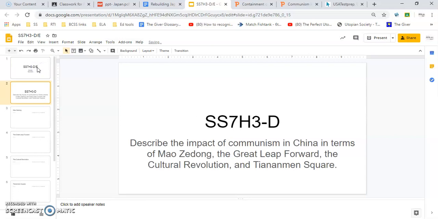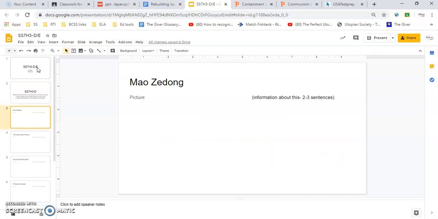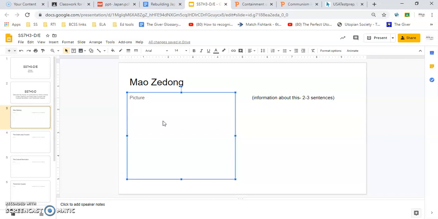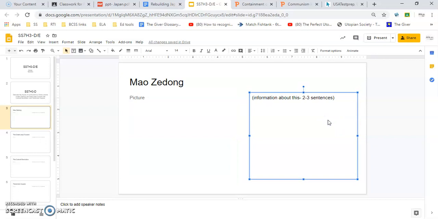So we have this learning target here, SS7H3D, which is the impact of communism in China. So you have Mao Zedong here. Now this looks like a lot, but right here, all we want you to do is to put a picture. That is all that goes on this side of the PowerPoint. And over here, 2 to 3 sentences about Mao Zedong and his impact on China. We don't want it to be 100 sentences.